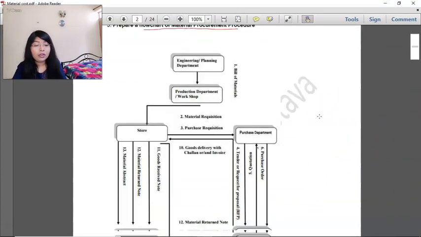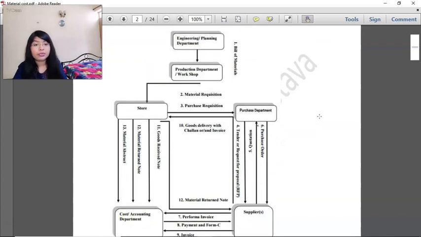You can see the flow chart on your screen. I'm going to explain this flow chart to you. First we have a planning department, or you can say an engineering department, which is like a head of all the production departments. Then we have a production department. The planning department issues a bill of materials, that is the list of materials required for the production of a particular product, the finished goods.